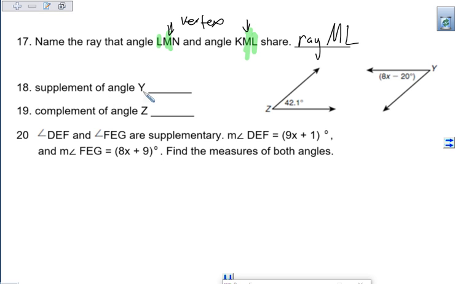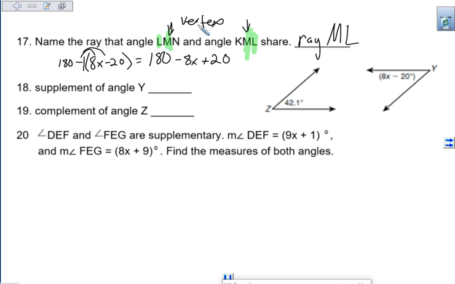Next up, supplement of angle Y. What's supplement mean? Subtract from 180. So what are we subtracting from 180? That 8x minus 20. Now notice I kept the parentheses on this. And the reason I kept it is because we are subtracting this whole thing, meaning that there is a negative 1 in front of this that we need to distribute. So that is 180 minus 8x plus 20.